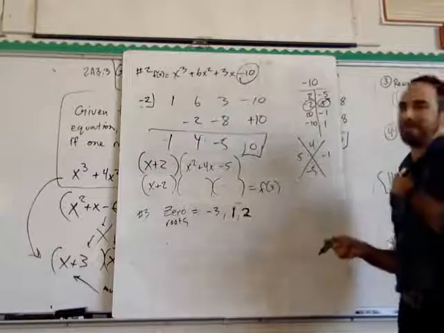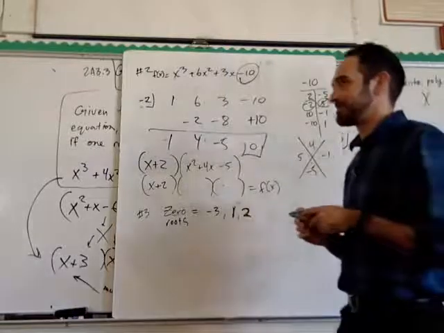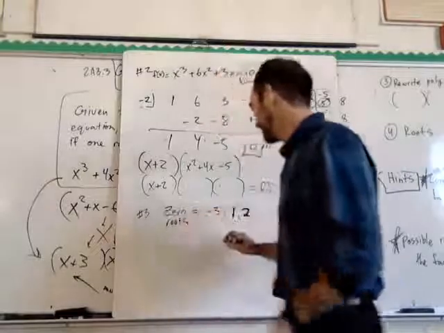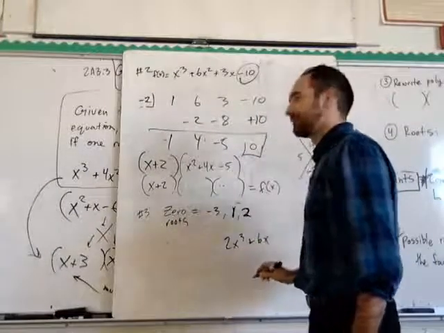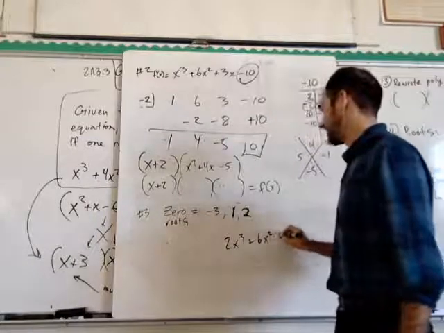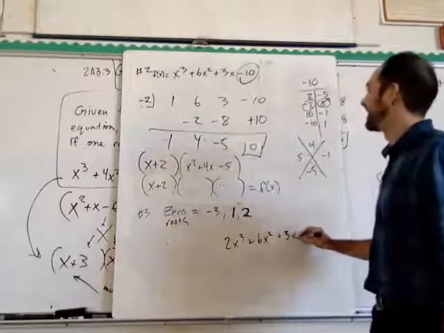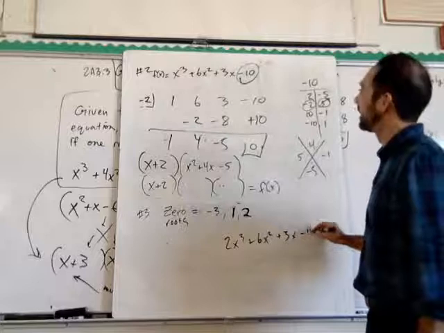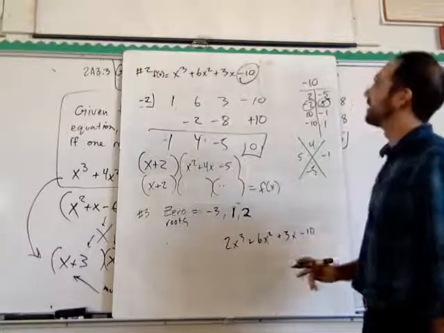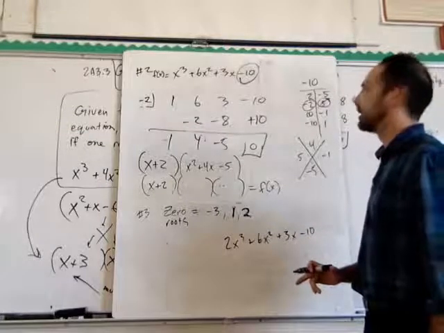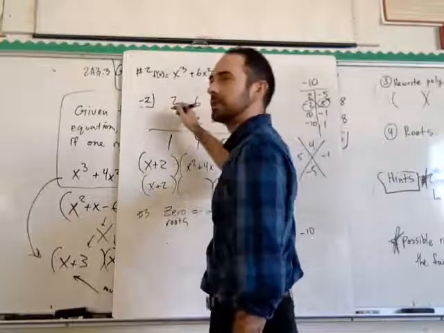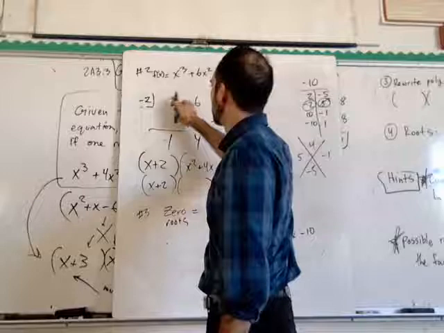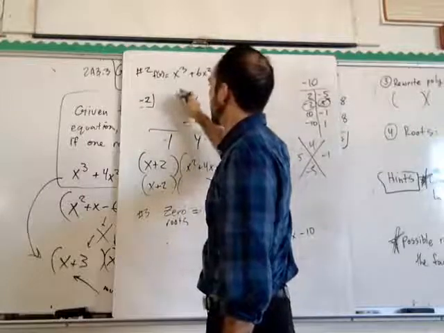I have a question. What if it was f of x is equal to 2x to the third plus 6x to the second plus 3x plus minus 10? Basically the same problem, except instead of having x to the third you have a coefficient. Oh, that wouldn't be a big deal. That would change that to be a 2.